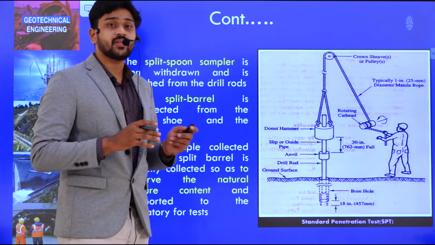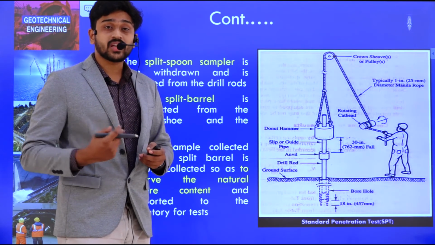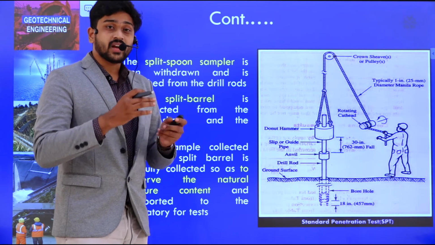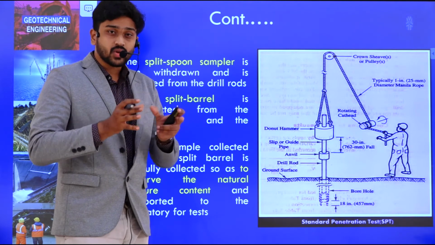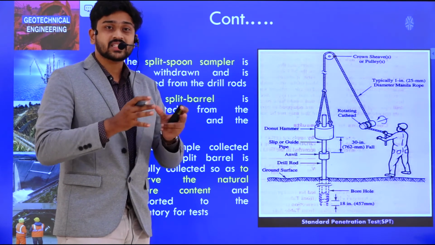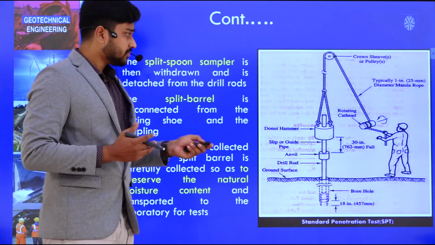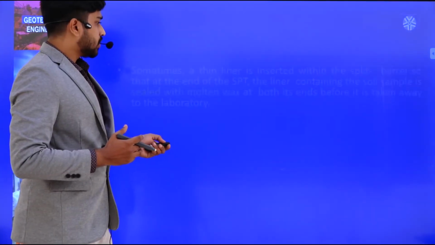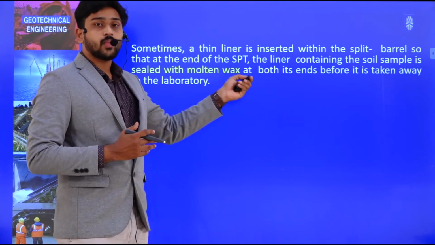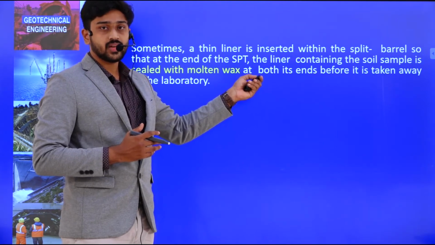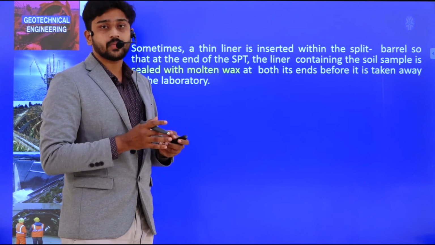So that is the main advantage of this. In some cases we may even use some sort of wax coating around the soil. We may drive some wax through this split barrel, so that the soil sample that is there is covered by the wax when it is completely dug out. So the sample is actually sealed with molten wax in some instances. This is done with the help of the split spoon sampler, which has a split barrel inside.